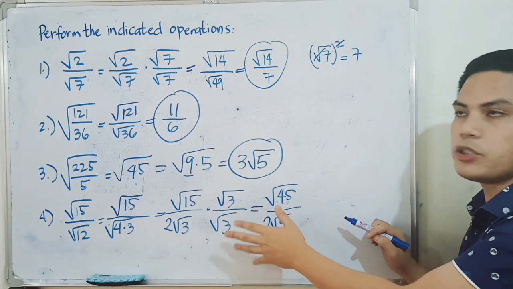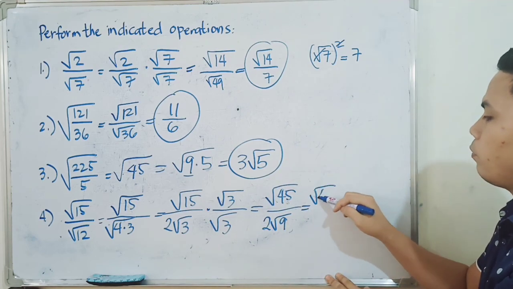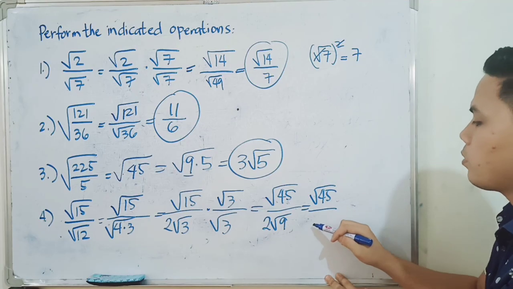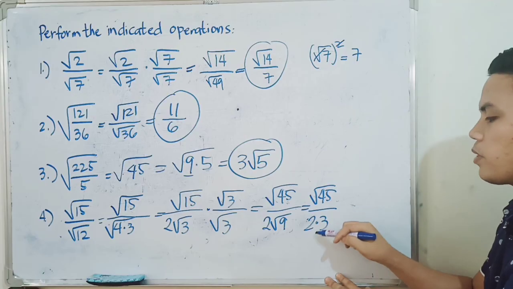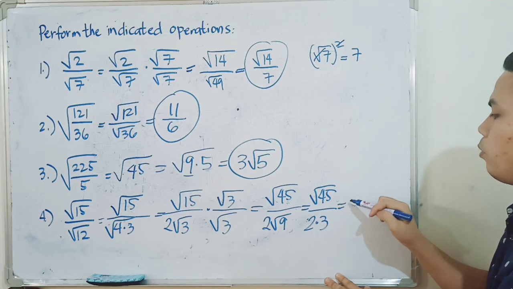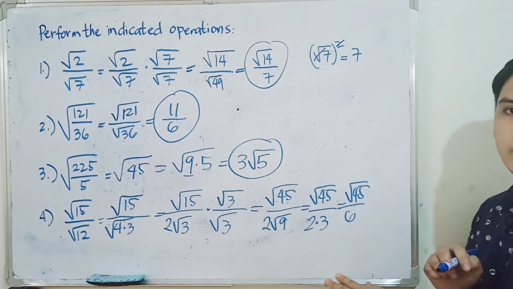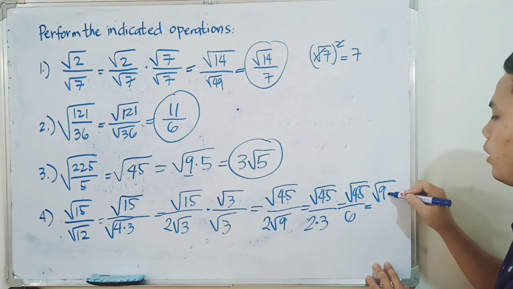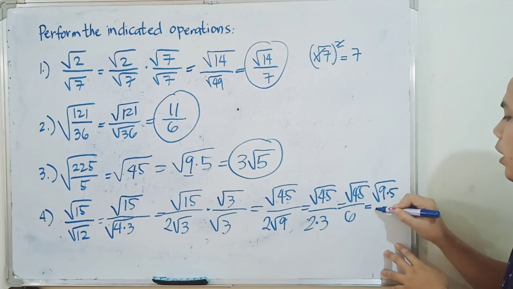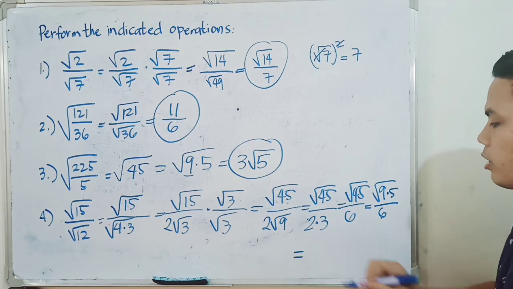Pwede rin natin siyang diretsuin na lang ng 3. Kaya nang binanggit ko kanina. So we have square root of 45 divided by 2 times 3. Okay? So you will have square root of 45 over 6. So yung square root of 45, pwede pa natin masimplify. We have 9 times 5. And sa denominator naman, we have 6. Okay? Dito pala ilalagay sa baba.